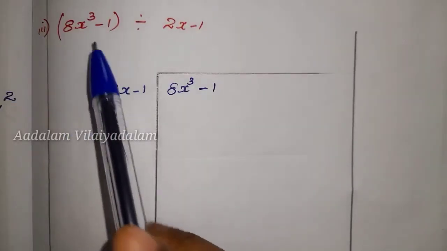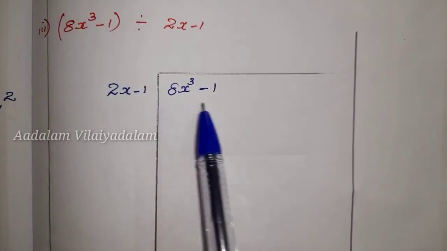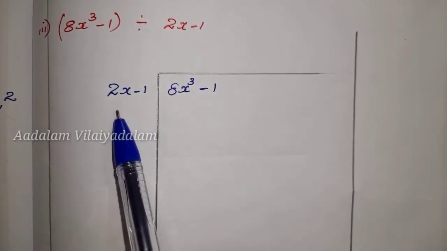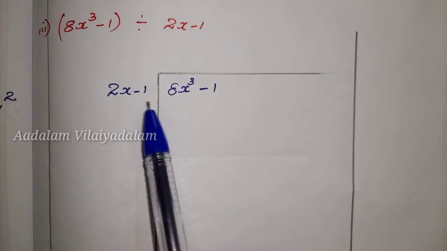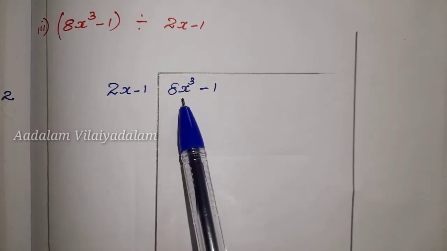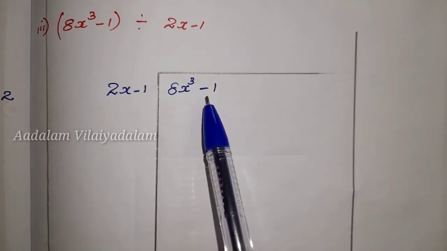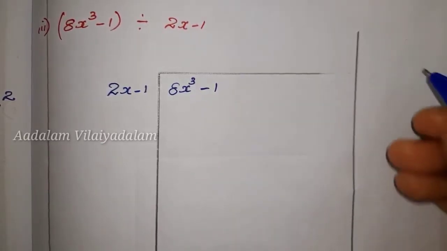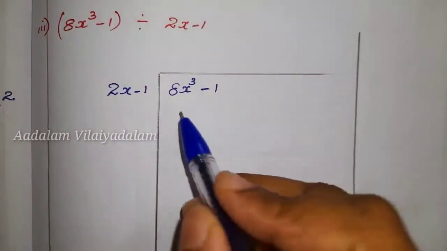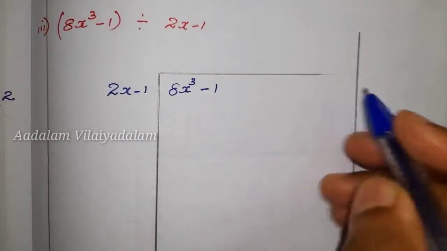So third question, 8x cube minus 1 divided by 2x minus 1. Here the cube term is there. The square and the x term are missing here. So first identify the quotient term. Here the first term is 8x cube.